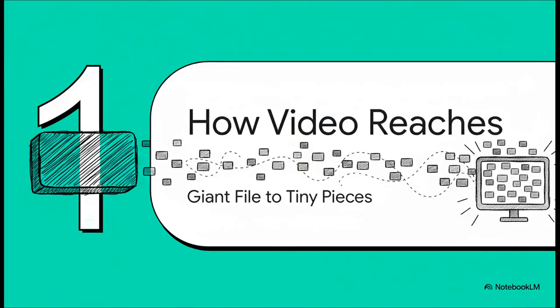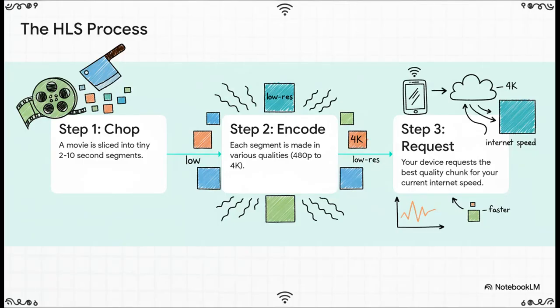So first things first, how do you deal with the massive problem of sending a gigantic file over the internet, which can be slow and unreliable? Well, the short answer is you don't. Instead of trying to send one huge block of data, streaming services do something way, way smarter. It's a process called HLS, which stands for HTTP Live Streaming. The server takes that huge movie file and just chops it up into thousands of little pieces, each just a couple of seconds long.